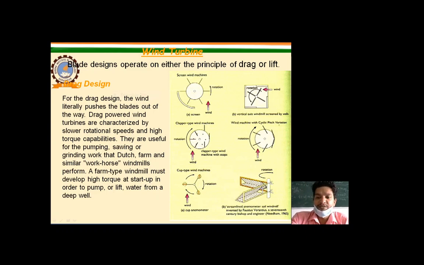The wind strikes on that cup, and when the wind strikes on that cup, then the geometry of the cup will deflect the wind in a particular direction with a particular angle. Now, the next diagram is the streamlined anemometer shape windmill, which was invented by Francis Barretius.